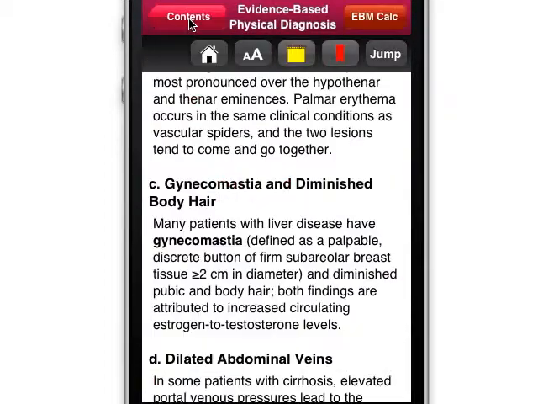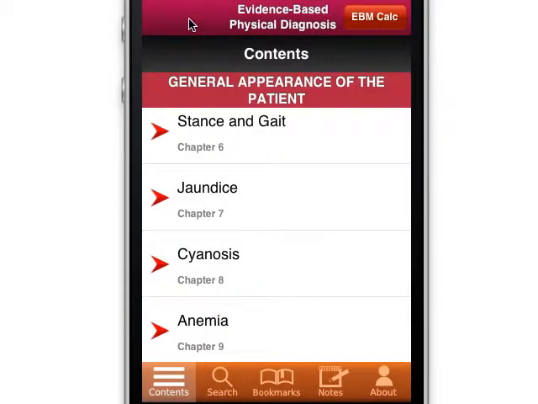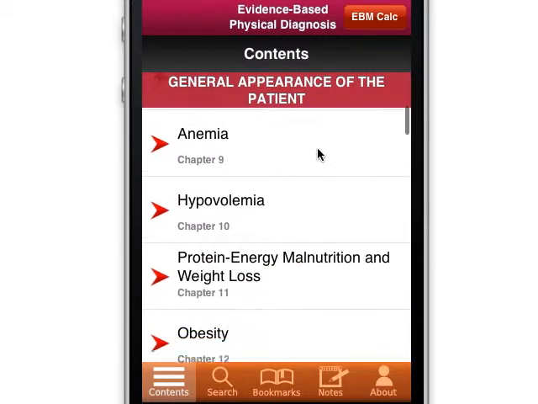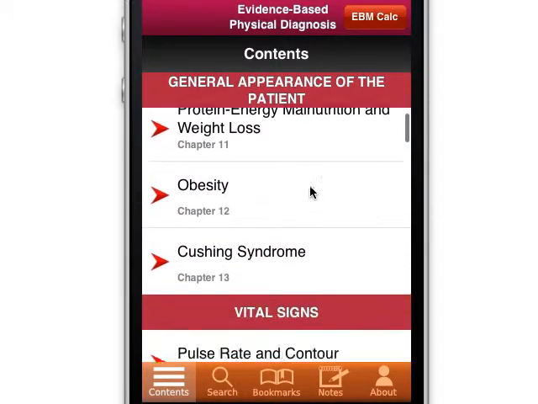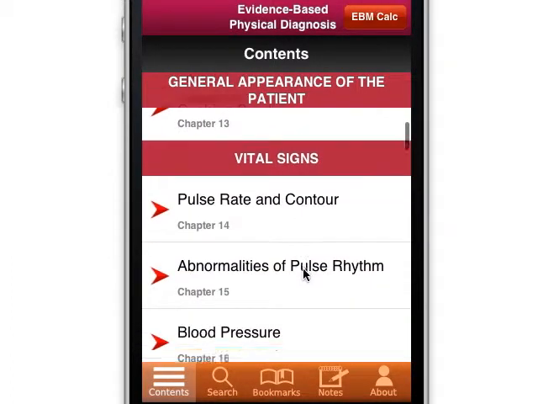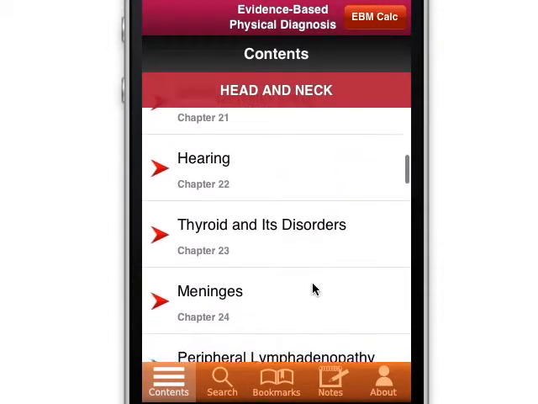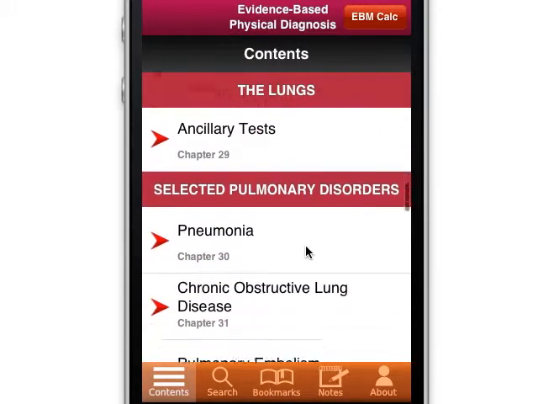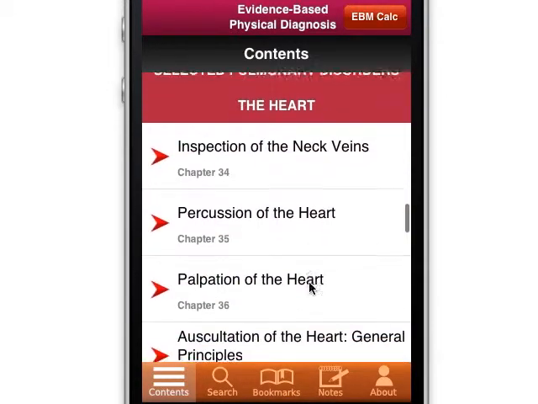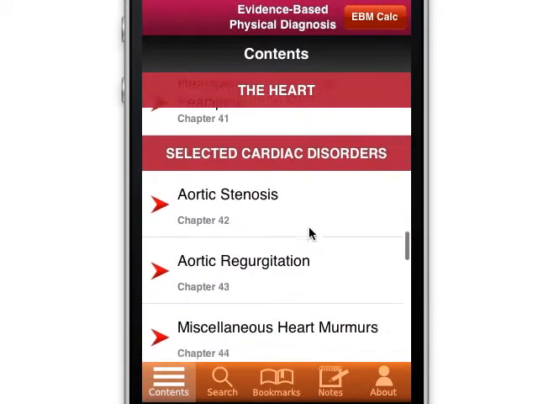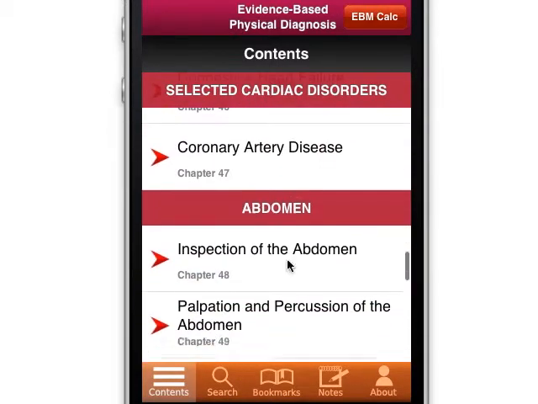Let's look at the app further. Let's see how you would see that the contents are organized. There are many chapters. We won't go through all the chapters here, but they're organized by things such as vital signs, and then from head and neck all the way down to other organ systems, pulmonary, heart, cardiac, everything you would expect is here.